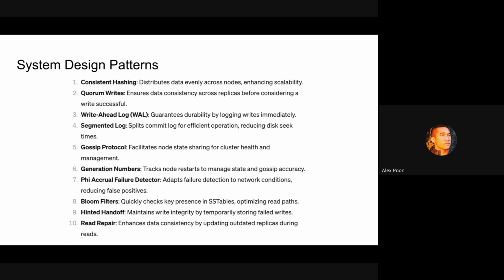Bloom filters. In Cassandra, each SSTable has a Bloom filter associated with it, which tells if a particular key is present in it or not. Hinted handoff. Cassandra uses hinted handoff to remember the write operation for failing nodes. Read repair. Cassandra uses read repair to push the latest version of the data to nodes with the older versions.